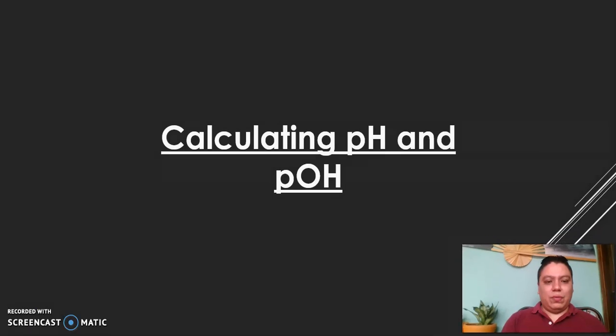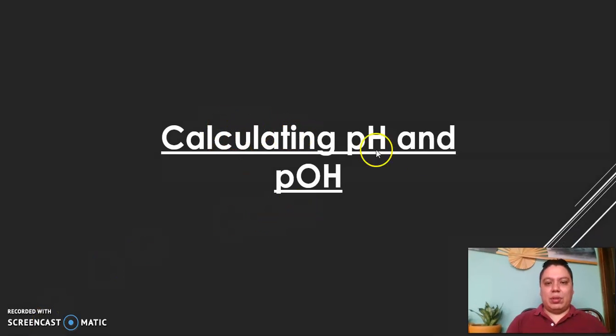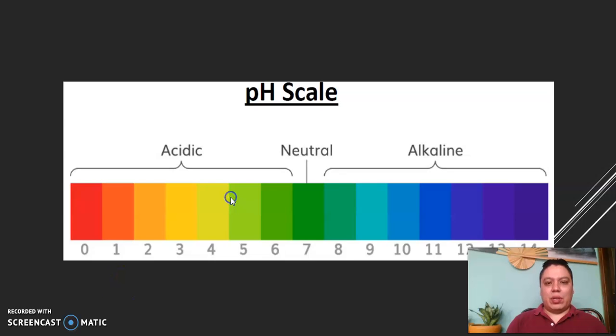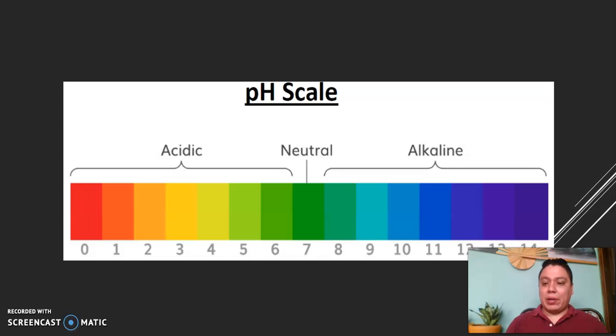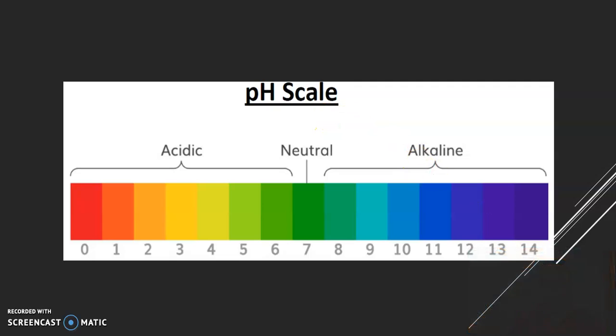So for that, we have to talk about this over here. This will be a subtitle for your notebook then. So, calculating pH and pOH. We need to go back and talk about the pH scale again. Let me get out of the way. There we go. So, last time we talked about the colors of the pH scale. We talked about acids and alkalines or bases. But we didn't mention anything about these numbers over here. So let me explain that.